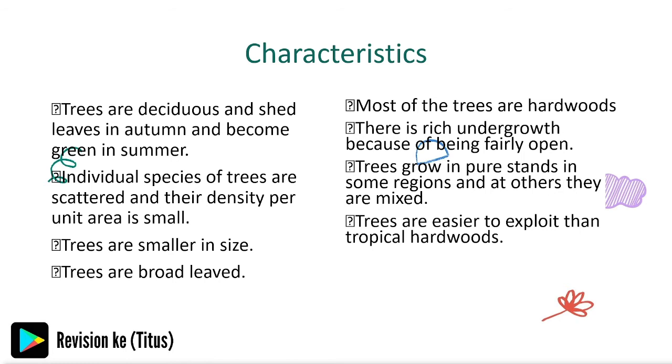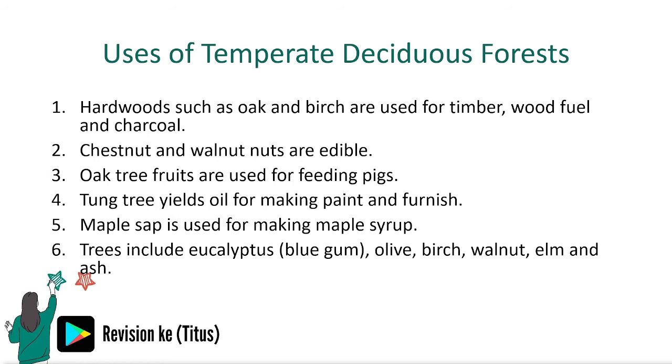Trees are broad-leafed. So most of the trees are hardwoods. There's rich undergrowth because of being fairly open. So trees grow in pure stands in some regions, and at others they are mixed. Trees are easier to exploit than tropical hardwoods. These are the uses. Hardwoods such as oak are used for timber.